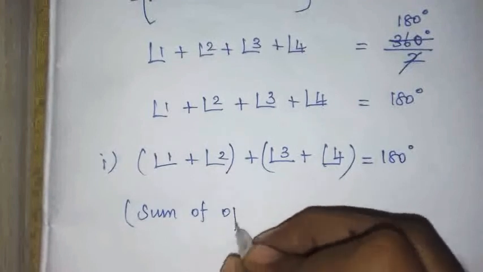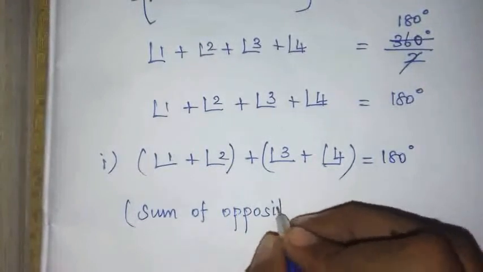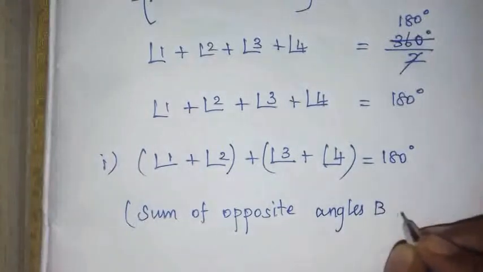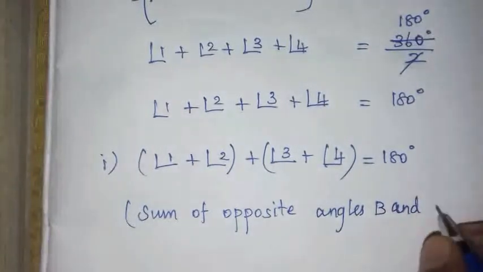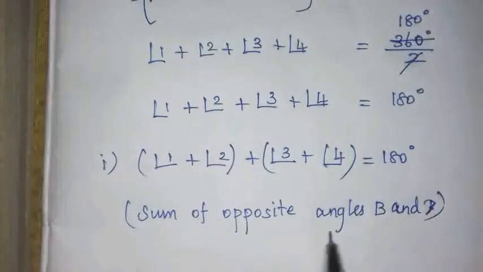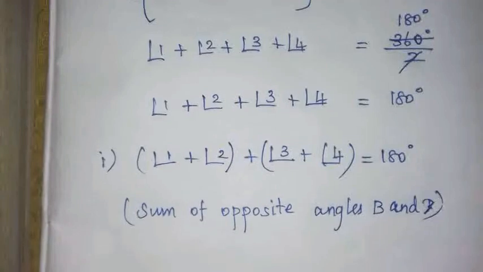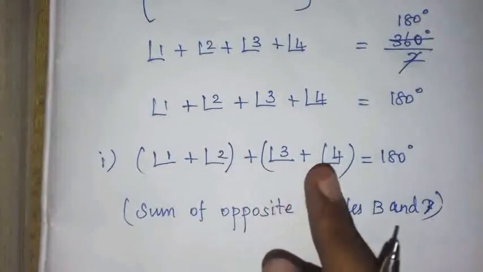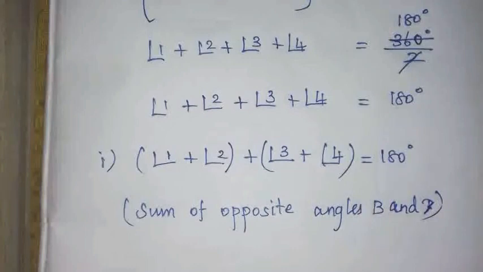So from this, what can we write? Sum of opposite angles B and D is 180 degrees. Shall we write like this? Okay. How will we say this? Angle 1 plus angle 2 plus angle 3 plus angle 4 is equal to 180 degrees.